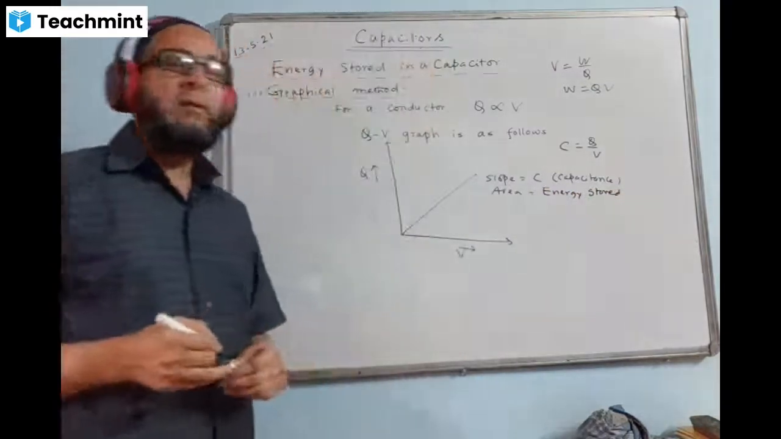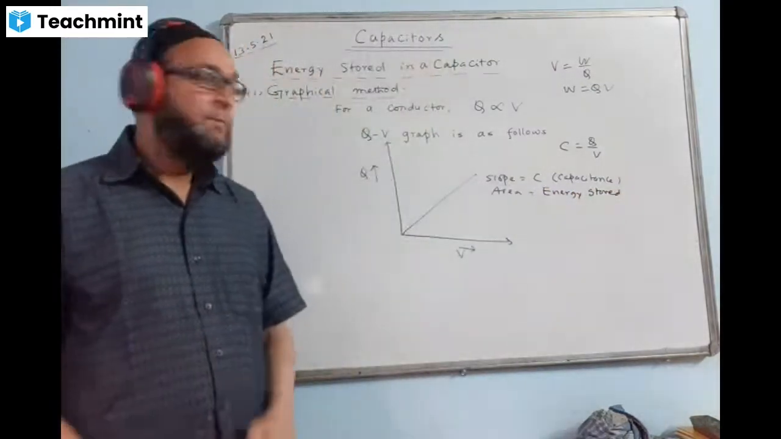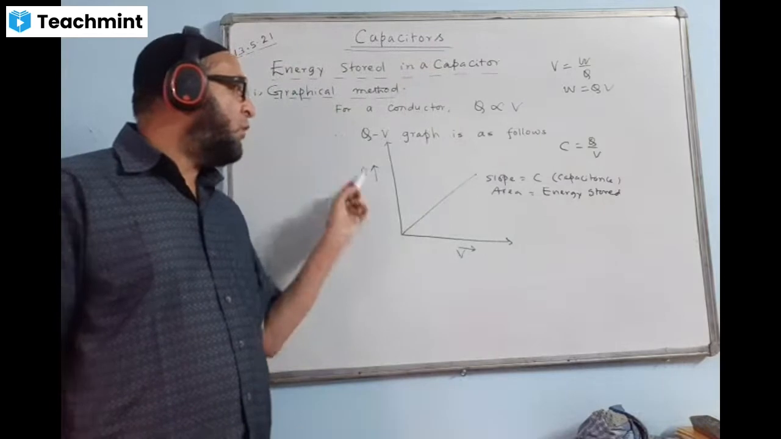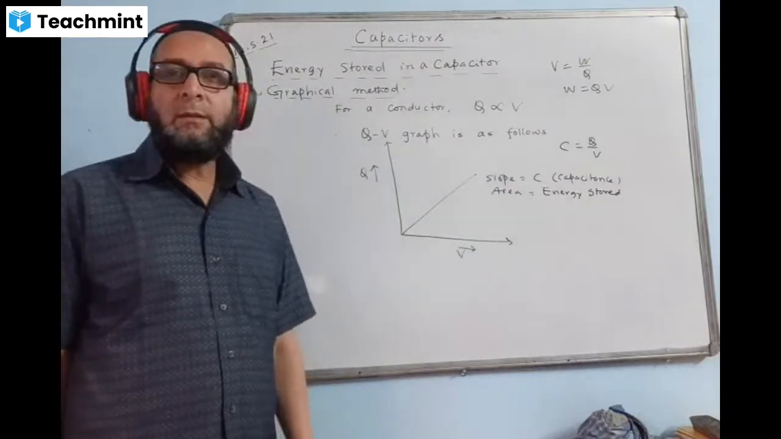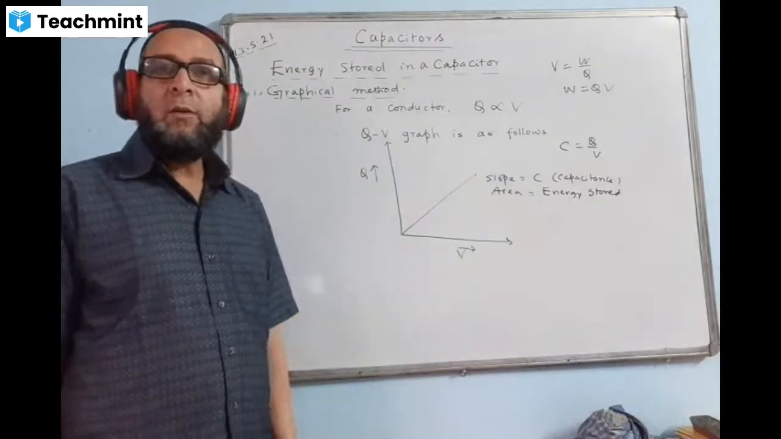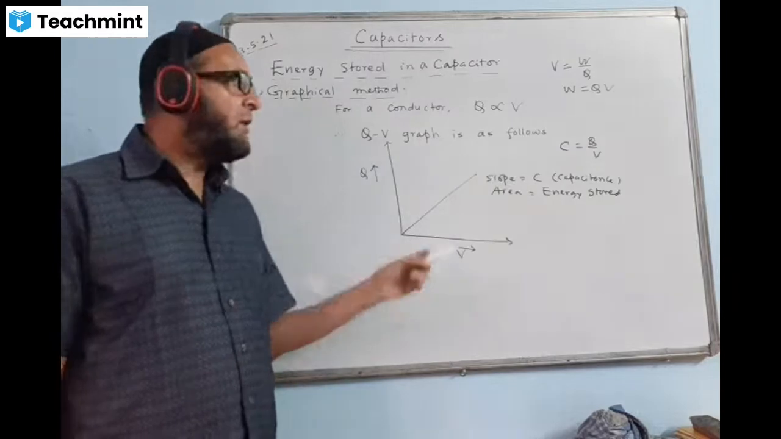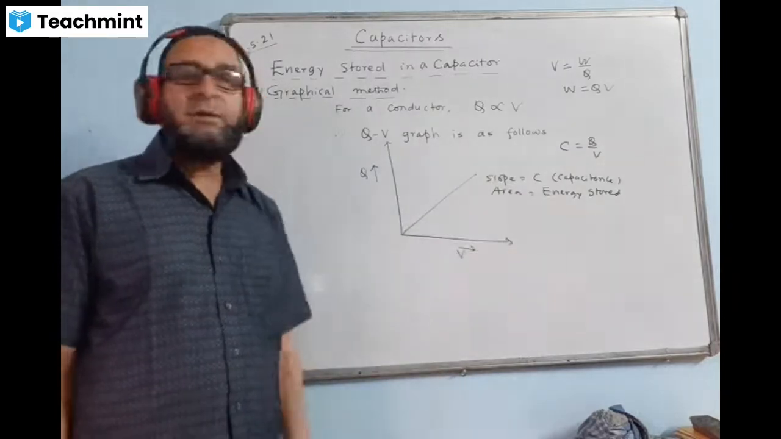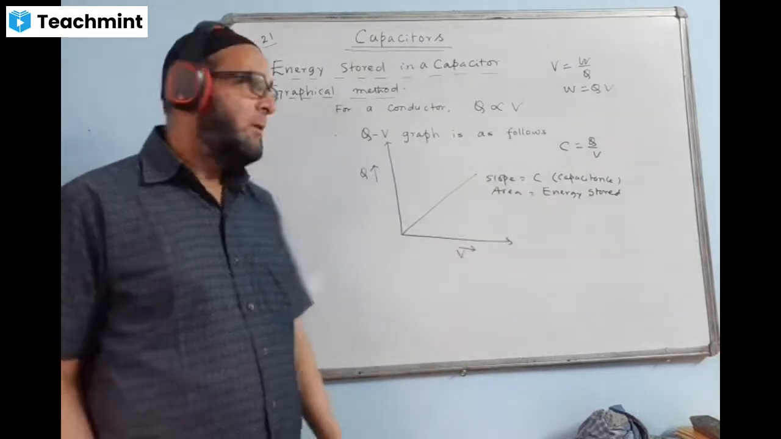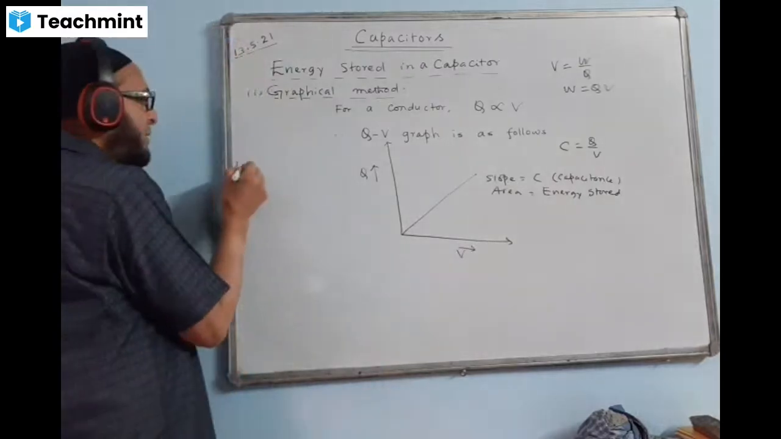Even a question may carry 1 mark. It may come like this: what does the slope of the QV graph determine? We say capacitance. What does the area of the QV graph determine? It determines the energy stored in the capacitor. So now we write here energy stored.